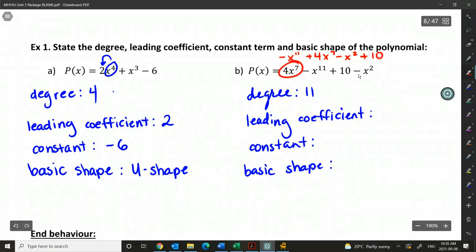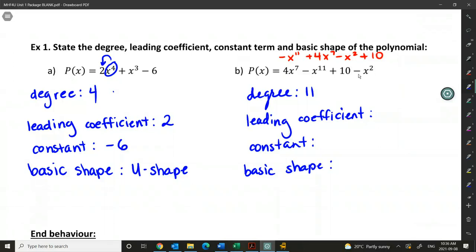So the degree is not determined by whatever's first. The degree is determined by which one's the highest, right? So we just have to be mindful of that. Most of the time, it will be expressed to you in descending order anyways, but because we're just learning it, I jumbled it up a little bit just so we know that it's not always the first thing. So with that, what's our leading coefficient then?